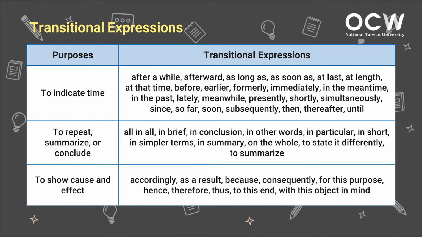Next, when we're indicating time, we could be talking about as long as, until, shortly, to express where we are in terms of the time frame. When we want to repeat, to summarize, or to conclude, we could be using words like in other words, in summary, or to summarize. When we're trying to show the cause and effect of two different or similar ideas, we can be talking about as a result of, because, or consequently. These are all common words that we can use in our reading comprehension or in our writing output to ensure that our logic and our flow of ideas is as we intended.